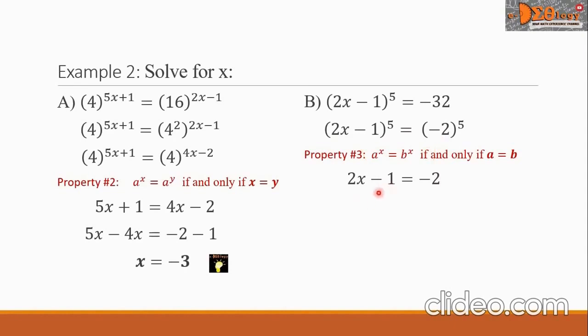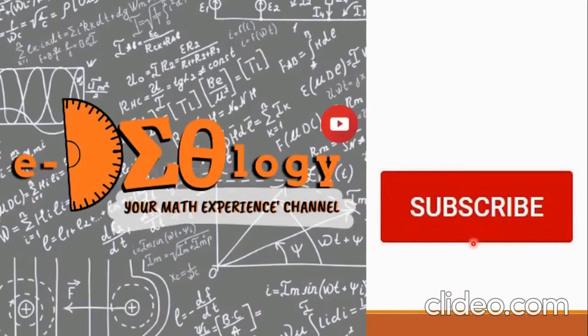The negative 1, we will transpose on the right side. It becomes plus 1. And then we will simplify further. The negative 2 plus 1 is negative 1. We will divide this equation by the coefficient of x, which is 2. So we have now 2x over 2 equals negative 1 over 2. And we will cancel the coefficient of x and the divisor 2. So only x comes down, and this is equal to negative 1 over 2. This is our final answer.